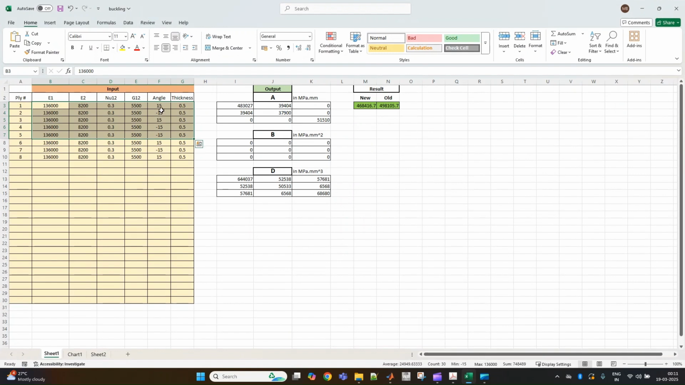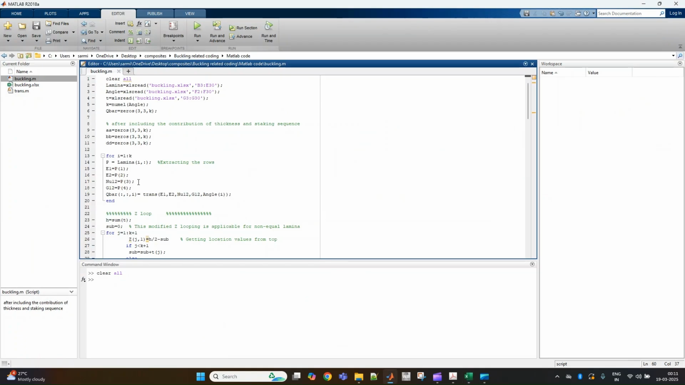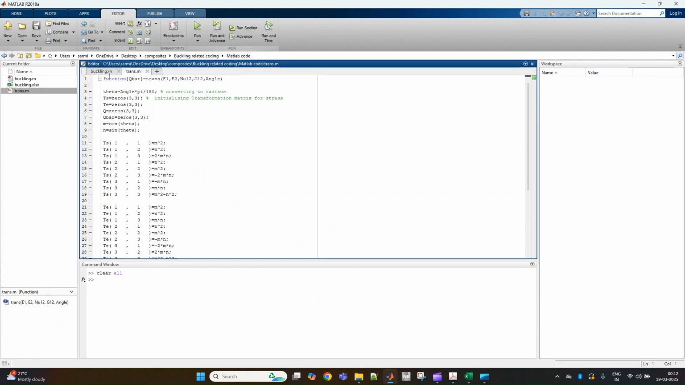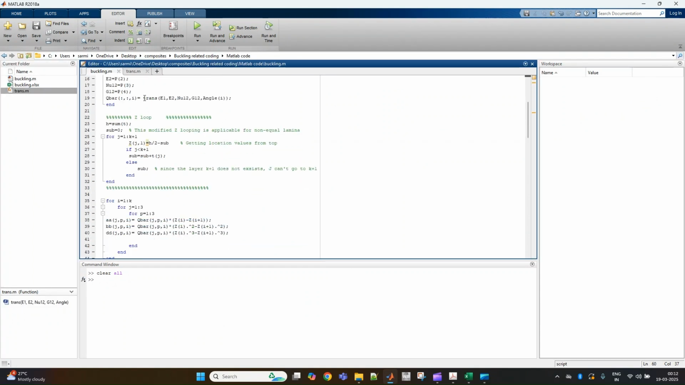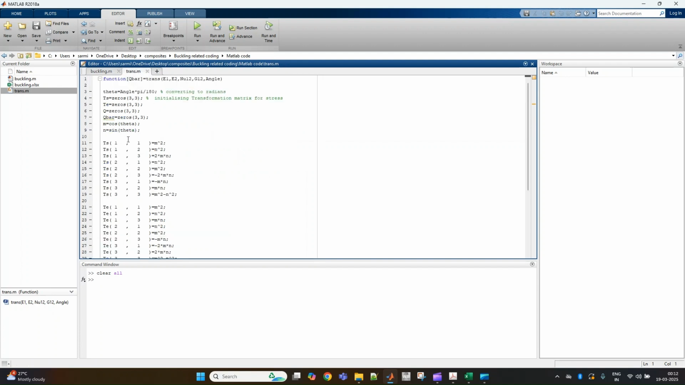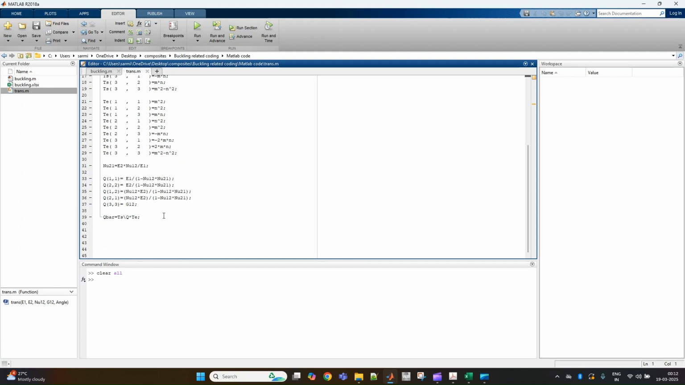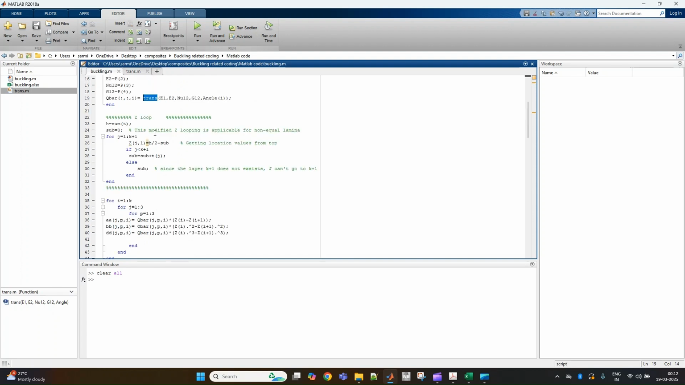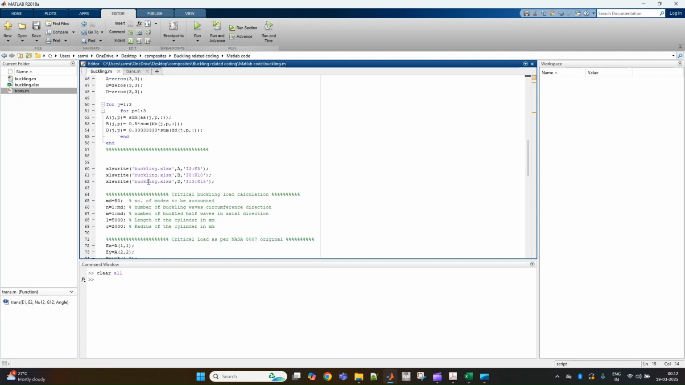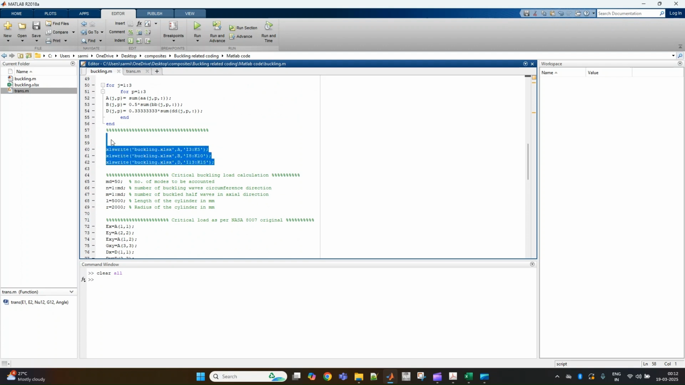Angle, I think I've just randomly given plus minus 15 for all the things, but it can be any value in degrees. Coming to the next part, the trans is another file which will be called somewhere for transposing, like Q bar, for transposing, that we need some function that has also been explained earlier in the previous video. So now, after calculating the ABD matrix, the main content starts for this video.